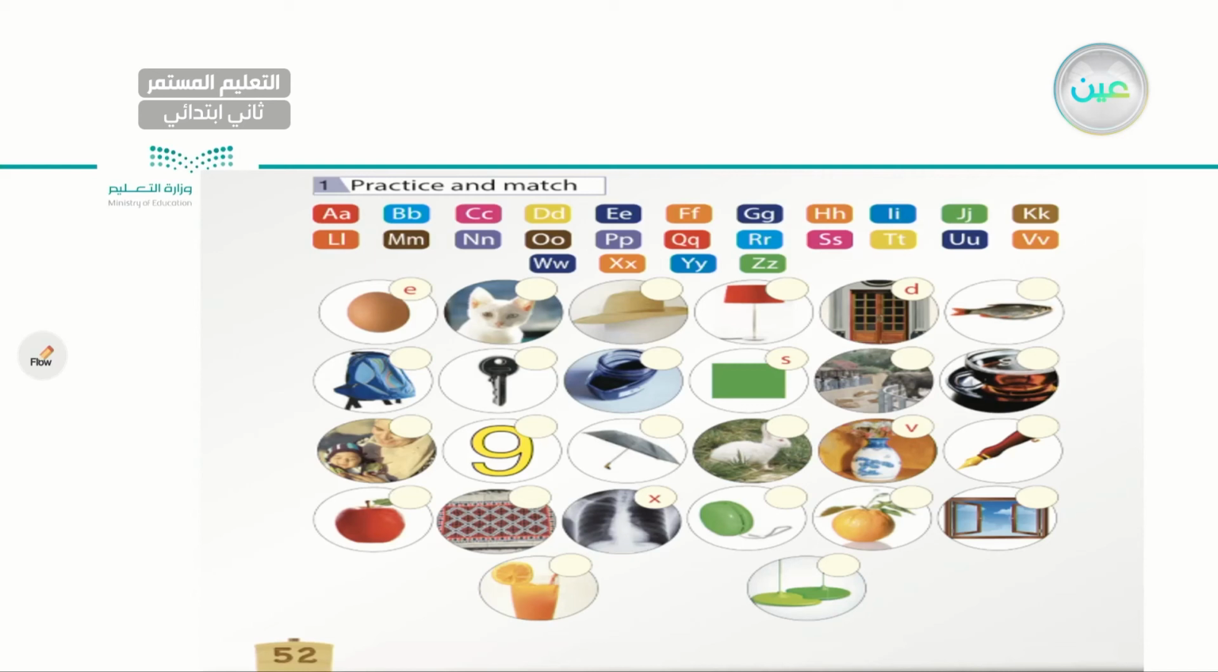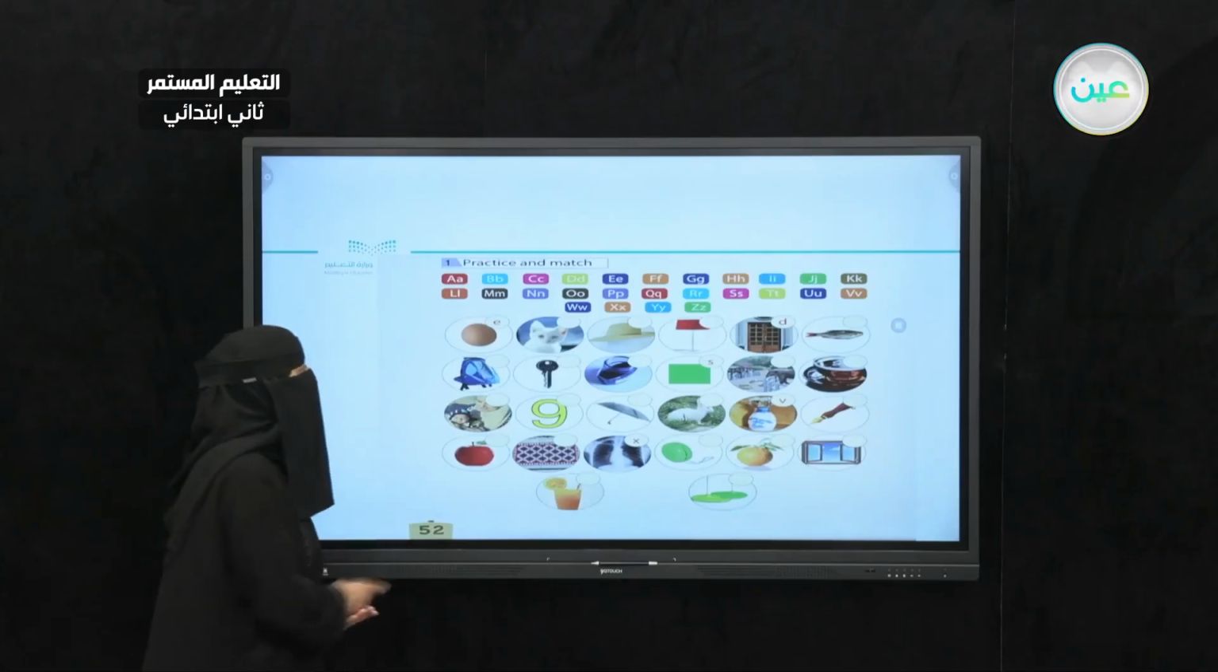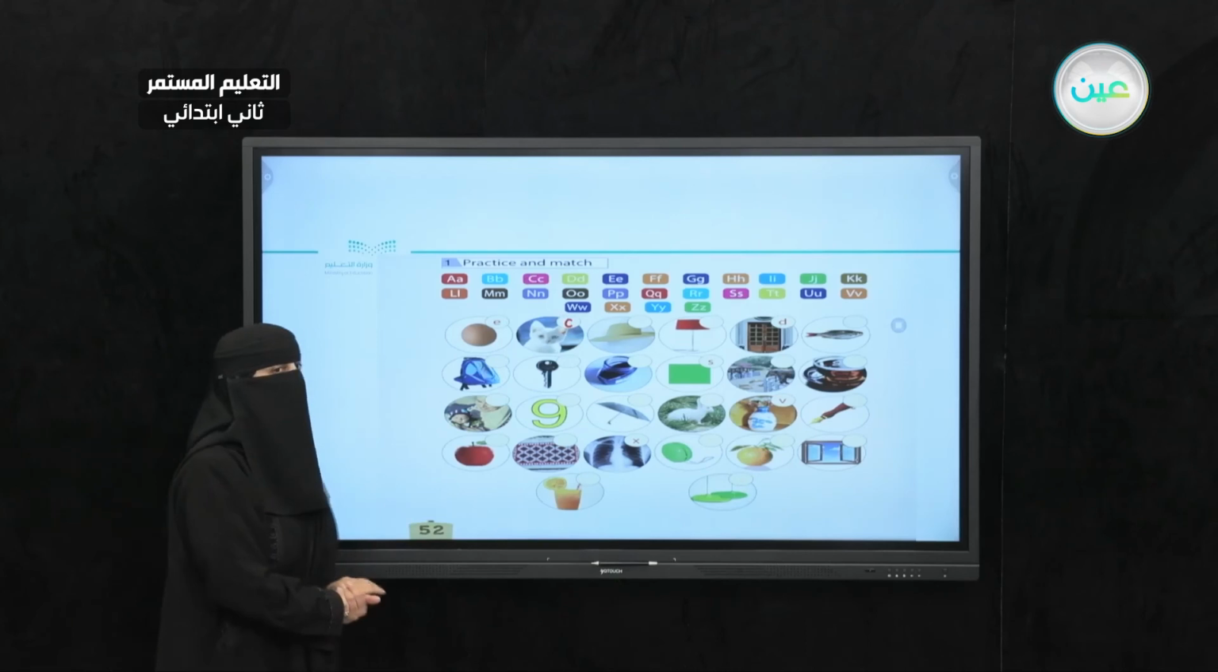So what are we going to do? I have some answers here. For example, I have egg, door, x-ray, vase. I have a square, right? But I need to complete with the missing letters. So let's start, for example, with the second picture. I have C. So go ahead and write small c.